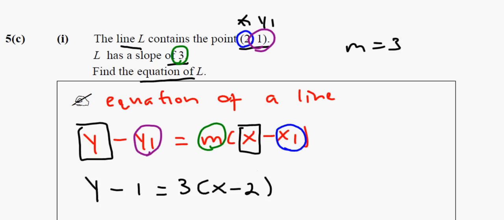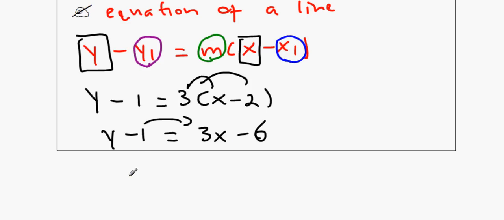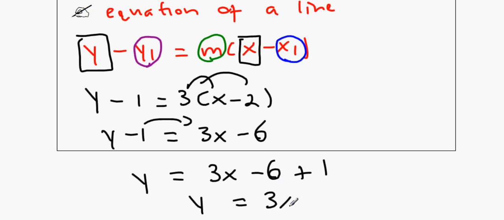All we've got to do is multiply this out, and then we get y minus 1 equals 3x minus 6. Bring over the minus, and we get y equals 3x minus 6 plus 1, y equals 3x minus 5. Okay, that's easy enough. Now, next question.